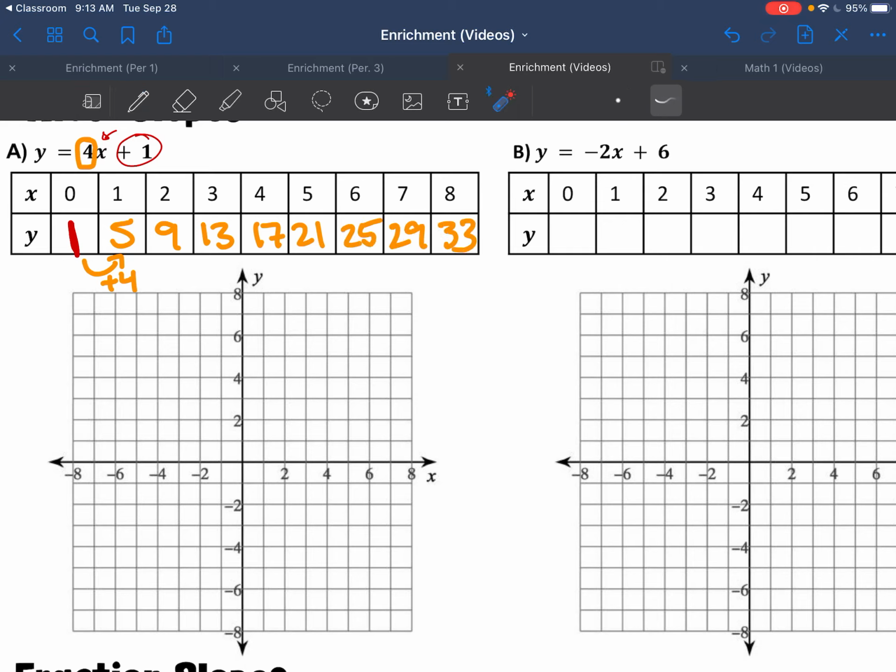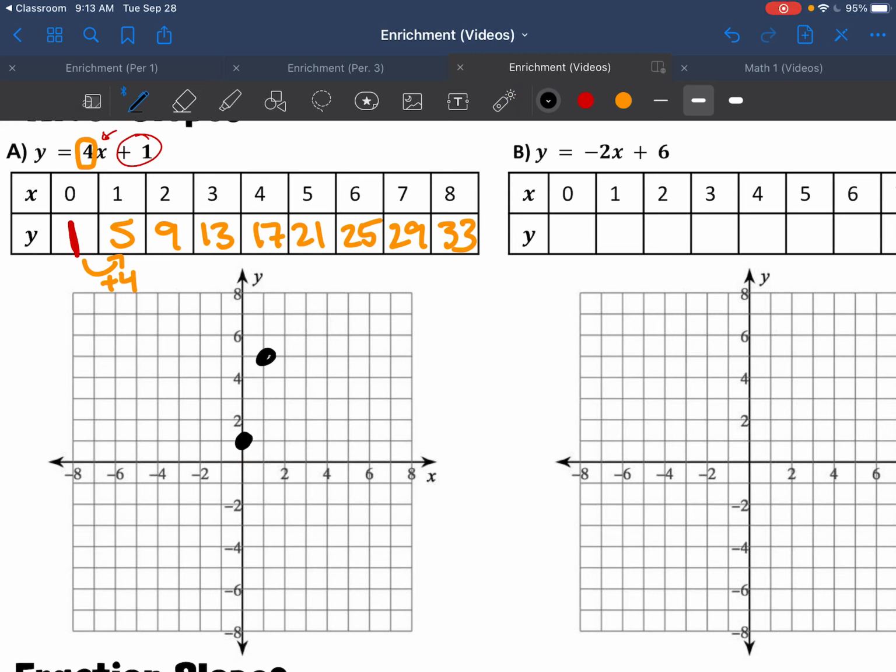Now let's graph this. So 0, 1, start at 0, go up to 1, and we graph our dot. 1, 5 is the next partner pair, so we start at 0, go to 1, up to 5, plot our dot. We can't do that anymore, right?